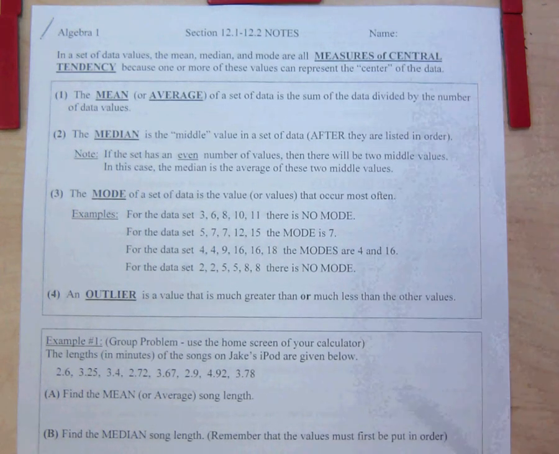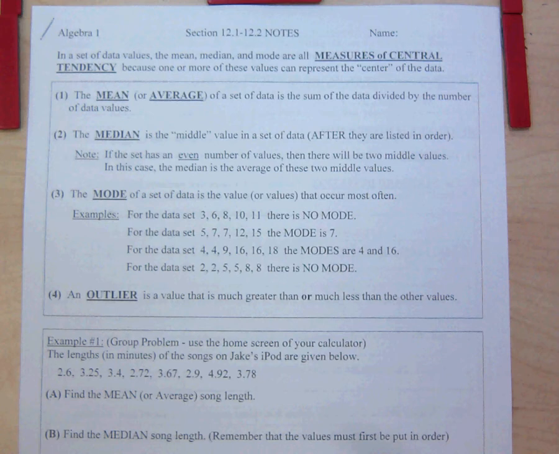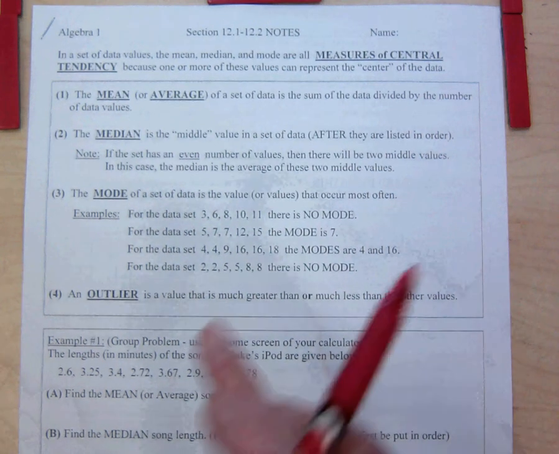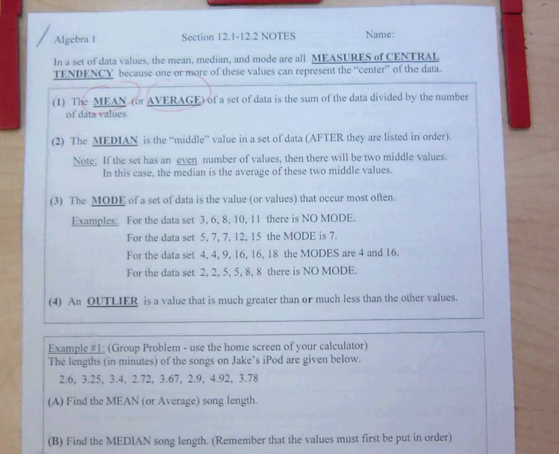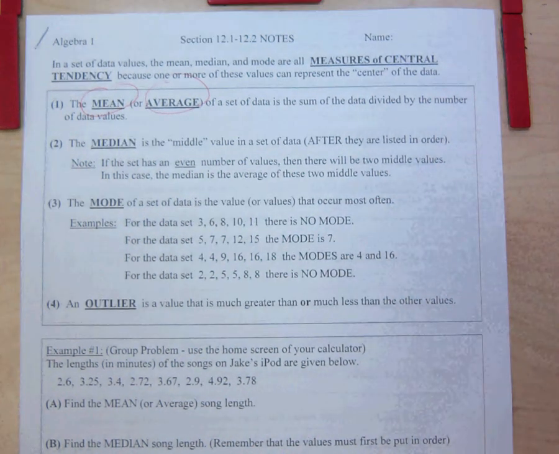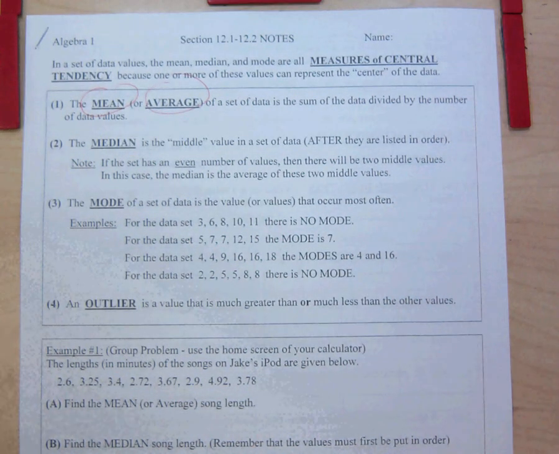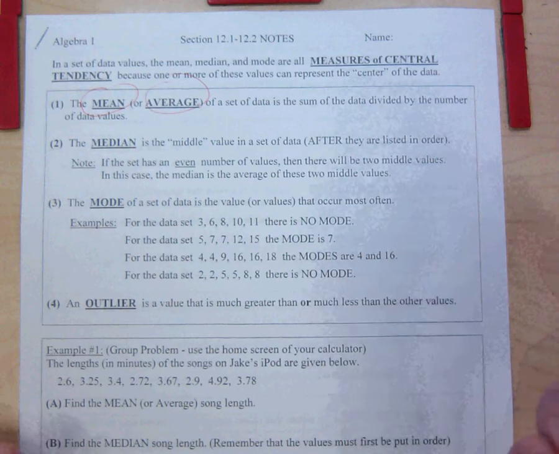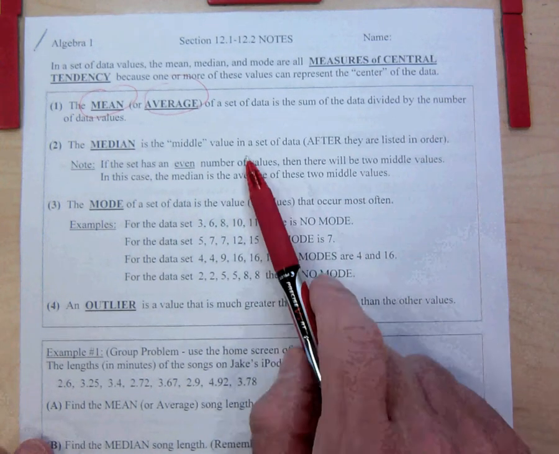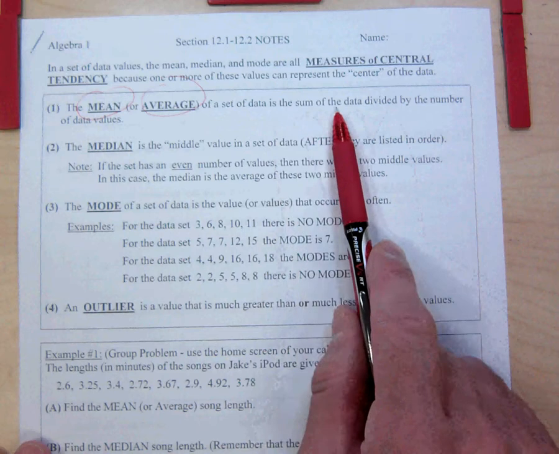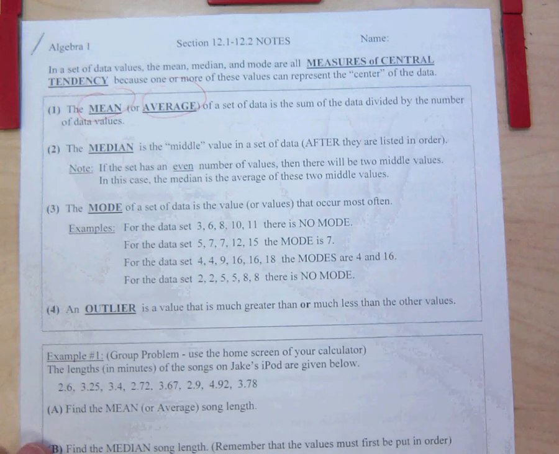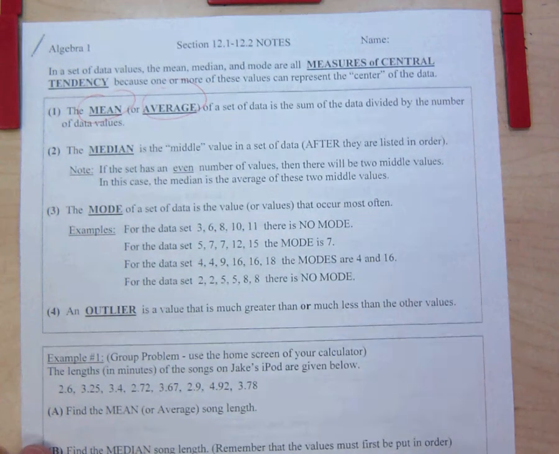Okay, so I know you've seen these before, so I'm just going to go quickly through them. We should all know what the mean or the average is. It's exactly what it sounds like, right? It's the average of all the values, and the way you mathematically find that is to simply add up the data values, so find the sum, and then divide by the number of values, right? Got it?